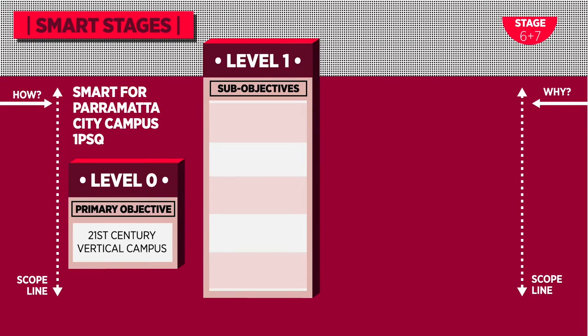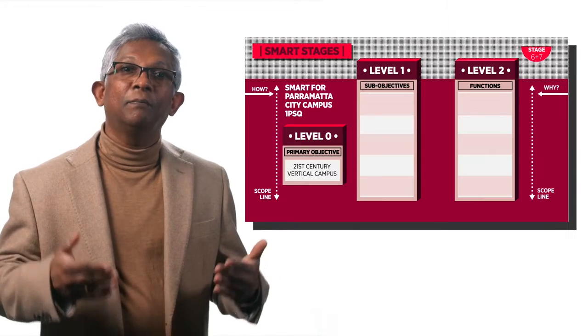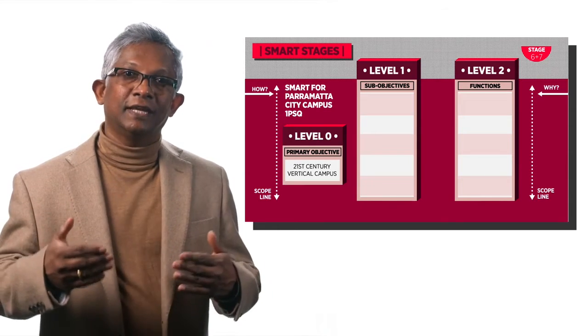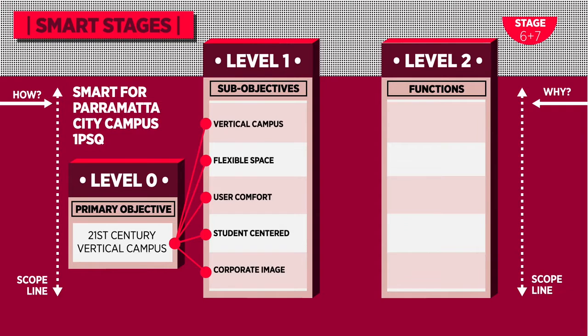At level 0, we have 21st century campus as the primary objective of this building. This is the highest level of abstraction. Then we decompose this objective at level 0 to a set of objectives at level 1. These are the objectives that we identified before. Remember, these came from the analysis of the stakeholder interviews we did.